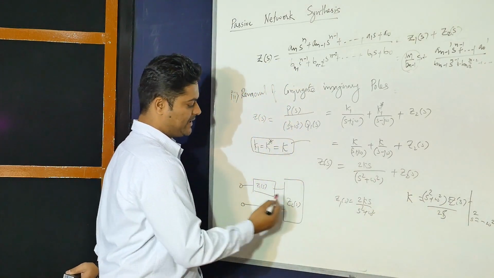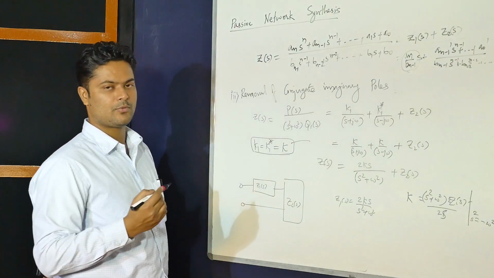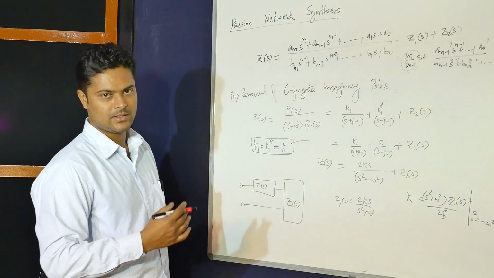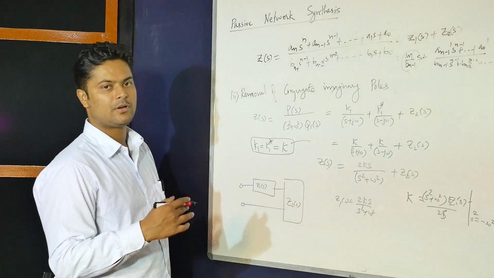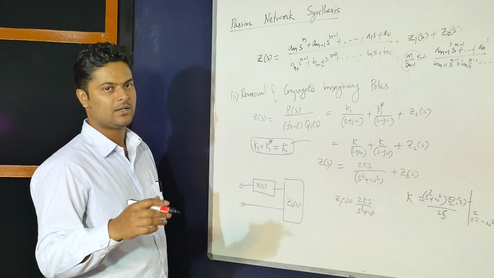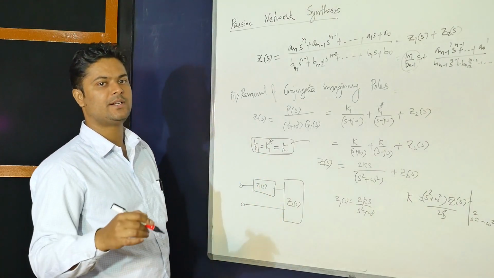But how are the elements there in the Z term? Previously we have shown removal of a constant, removal of a pole from infinity, nothing but inductor in series. If it was an admittance function, then capacitor in shunt. And removal of pole from origin, nothing but capacitor in series. Or if it is an admittance function, then it is inductor in shunt.